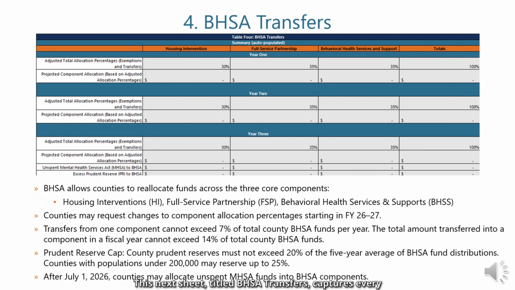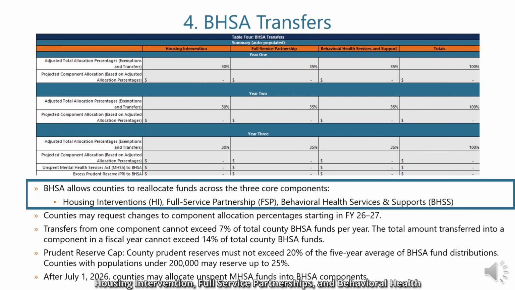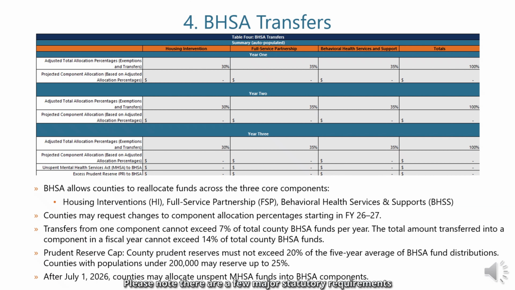This next sheet, titled BHSA Transfers, captures every reallocation that counties plan to make across the 3 components: housing intervention, full-service partnership, and behavioral health services and support over the 3-year budget window. Please note, there are a few major statutory requirements that will be considered in the transfers sheet.